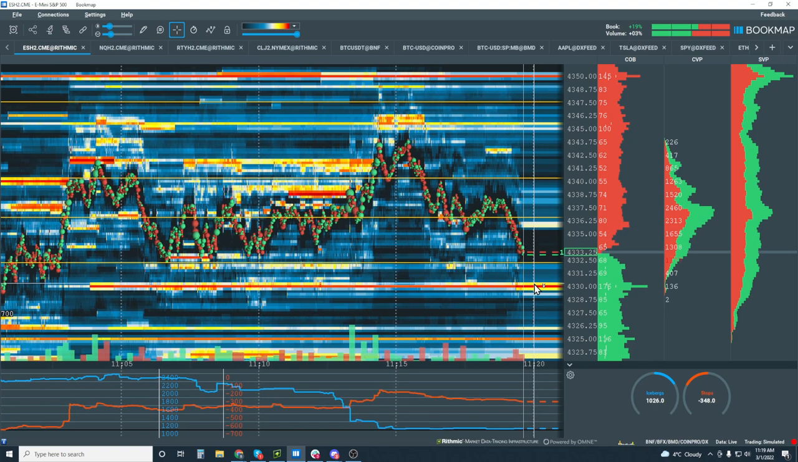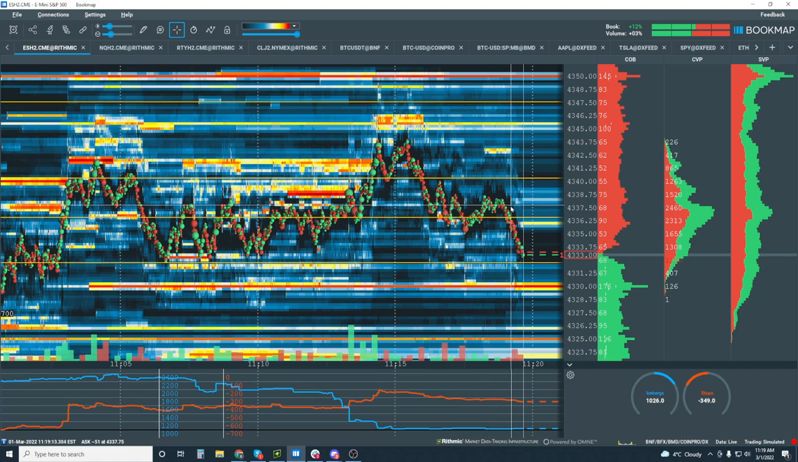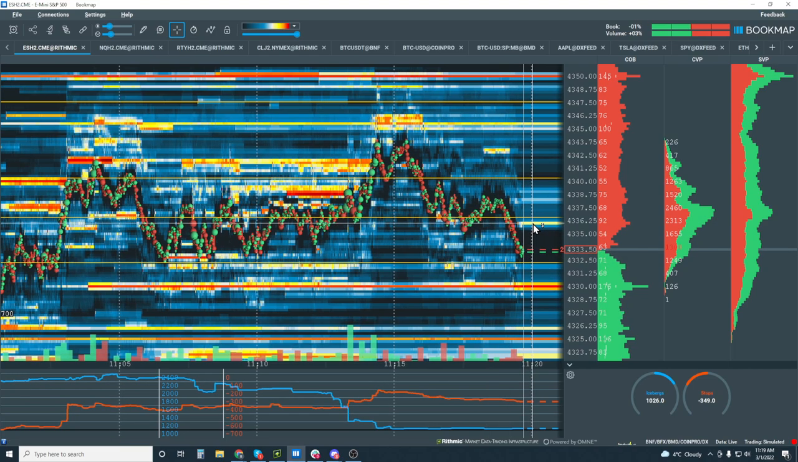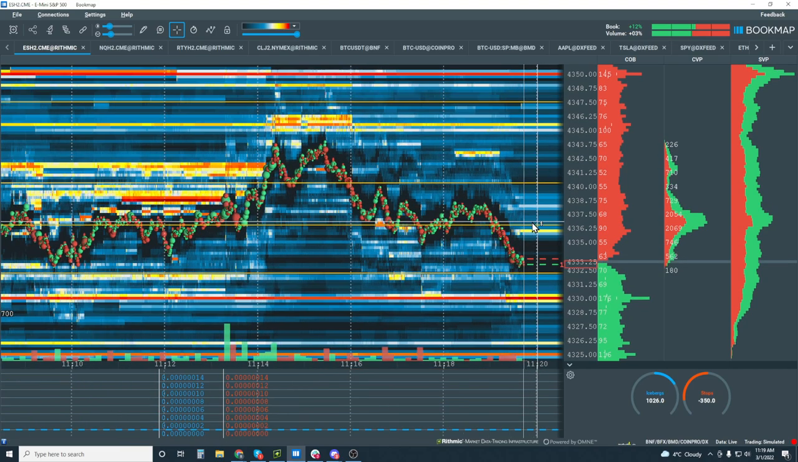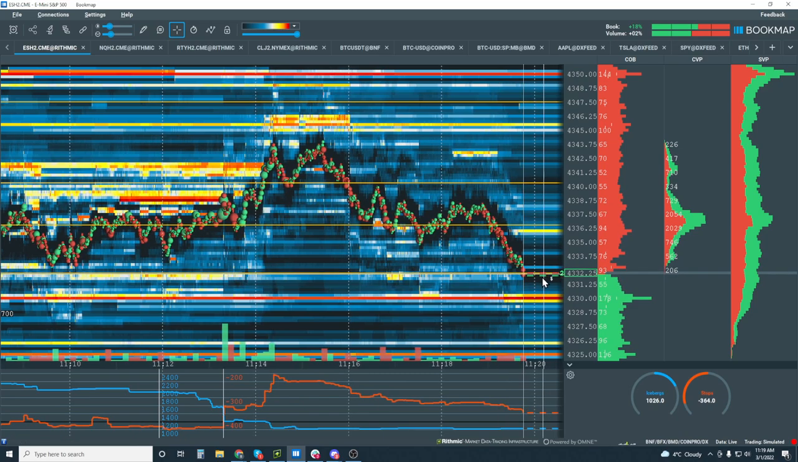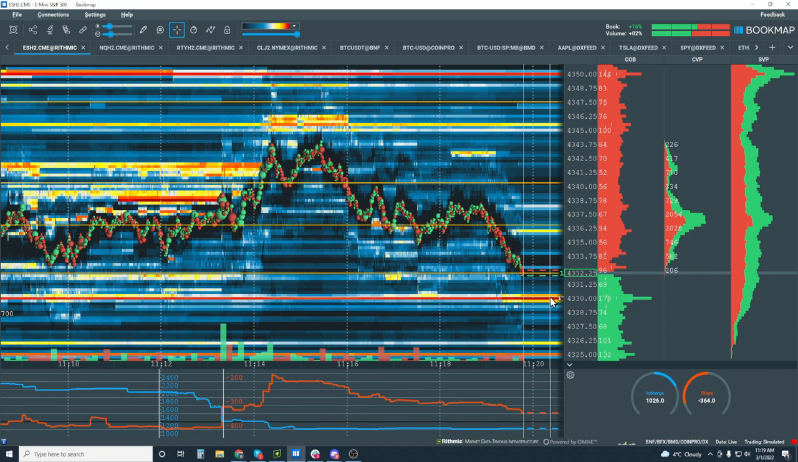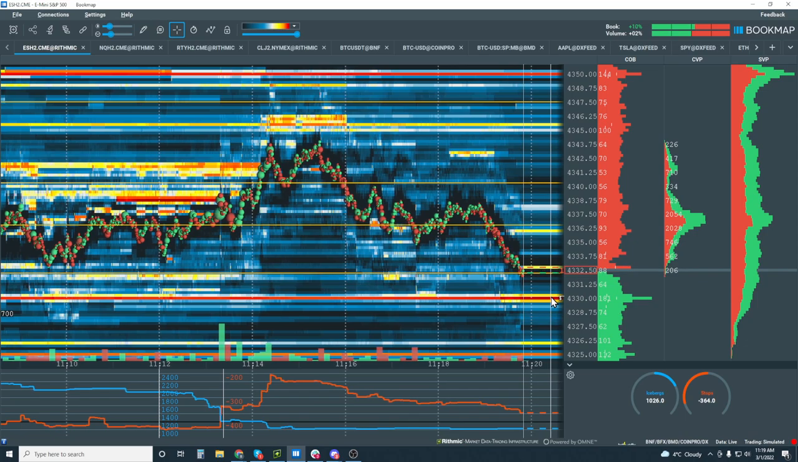The liquidity's been in here for a while. Okay, here's a little bit of supply. Let's see if buyers react to that. Not really, more selling. Okay, sellers should be able to hit 30. We're already at 32.